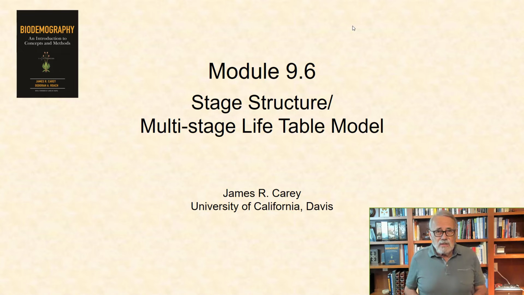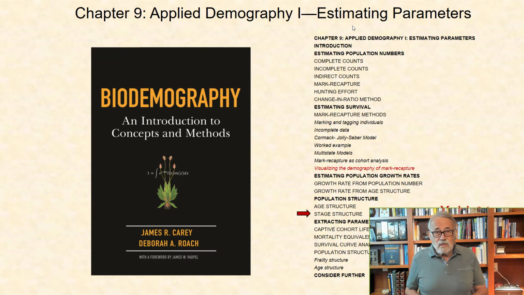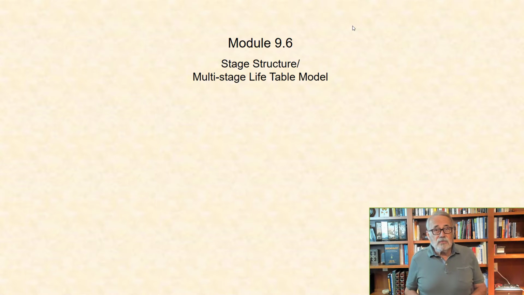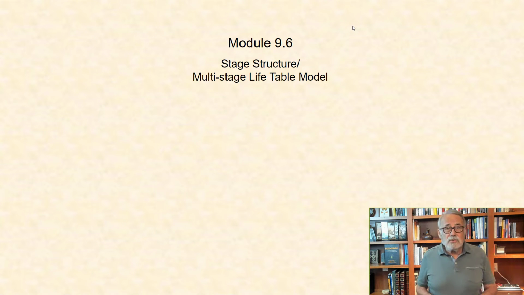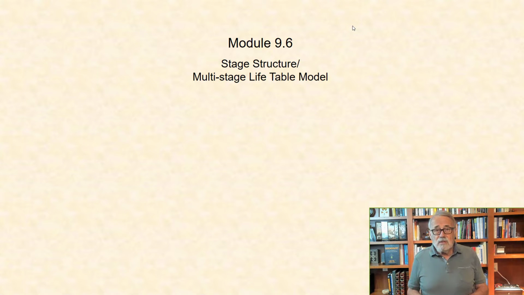In this module 9.6 of Chapter 9, I will cover stage structure and stage frequency analysis using the multi-stage life table model approach. Stage frequency analysis is the average time required for arthropods and other cold-blooded organisms to attain various stages in their development and their survival to those stages. This analysis has received considerable attention because of its importance in applied ecology.